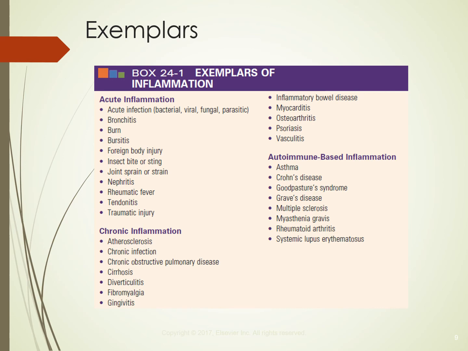Chronic inflammation is atherosclerosis, chronic infection, chronic obstructive pulmonary disease, cirrhosis, diverticulitis, fibromyalgia, and gingivitis. Also, inflammatory bowel disease, myocarditis, osteoarthritis, psoriasis, and vasculitis. Autoimmune-based inflammation would be asthma, Crohn's disease, Goodpasture syndrome, Graves' disease, multiple sclerosis, myasthenia gravis, rheumatoid arthritis, and systemic lupus erythematosus.